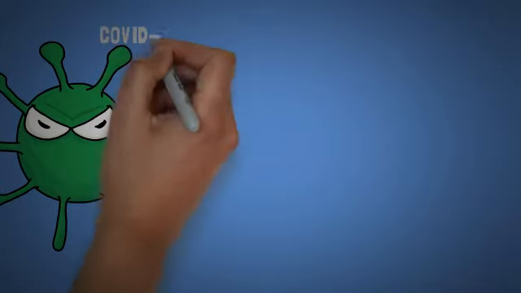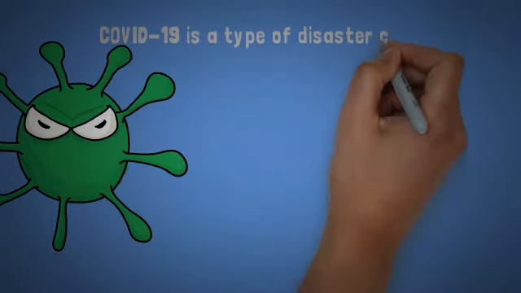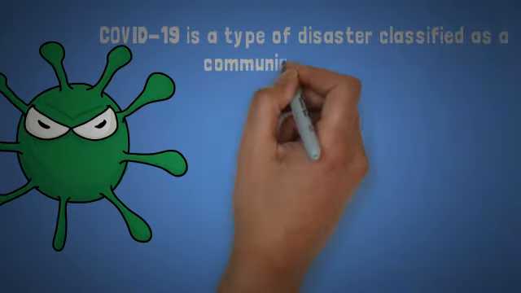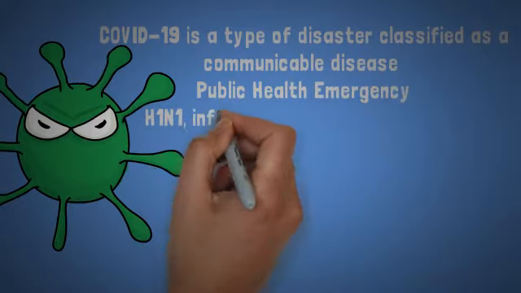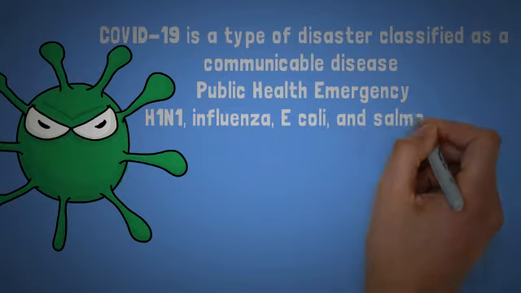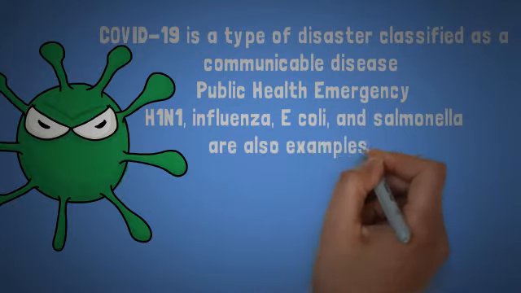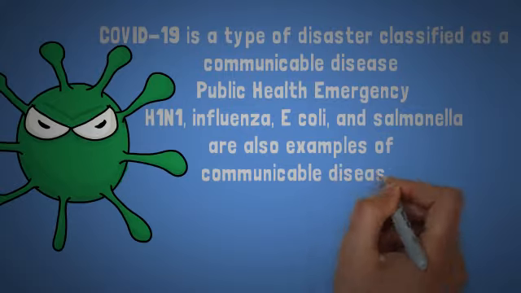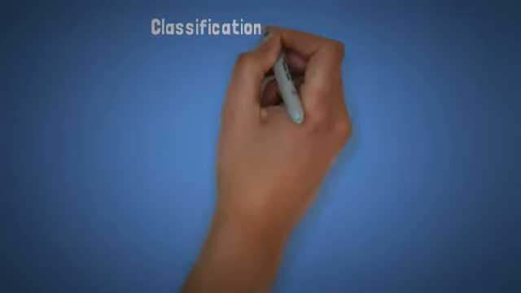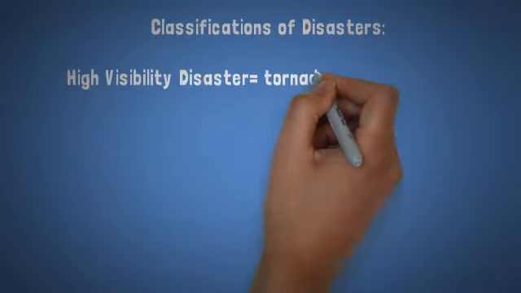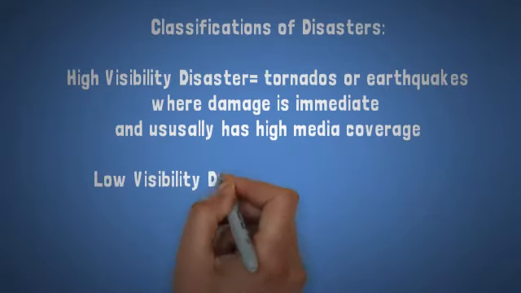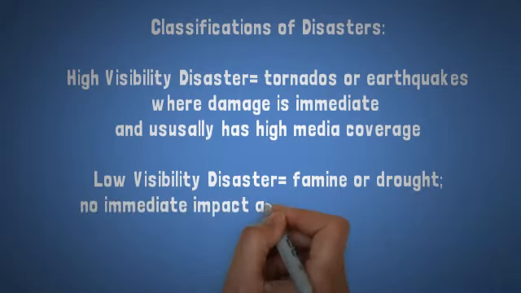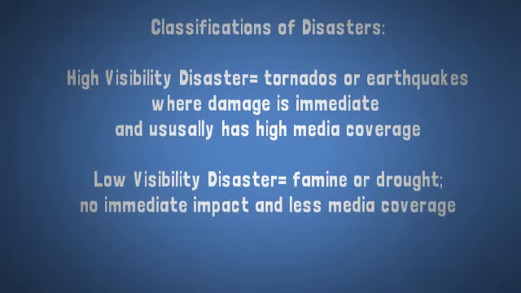COVID-19 is a type of disaster classified as a communicable disease public health emergency. H1N1, influenza, E. coli, and salmonella are also examples of public health emergency communicable diseases. So there are many kinds of disasters, and here's how they are classified. There are high visibility disasters such as tornadoes or earthquakes where damage is immediate and usually high media coverage. Then there are low visibility disasters such as famine or drought which do not have immediate impact and have less media coverage.